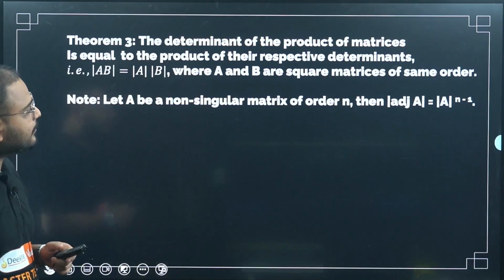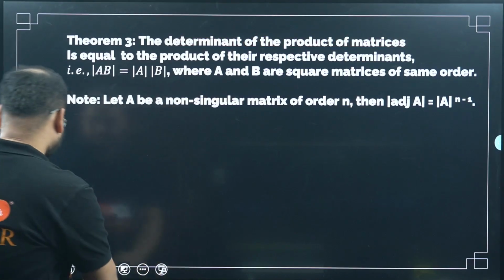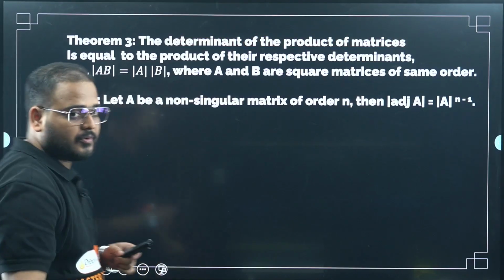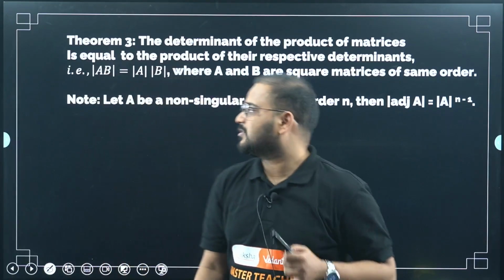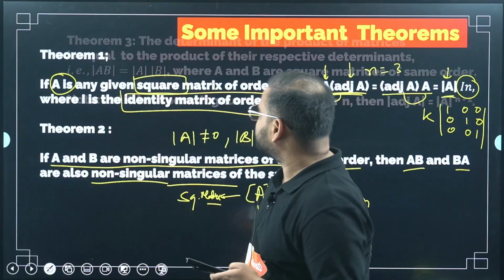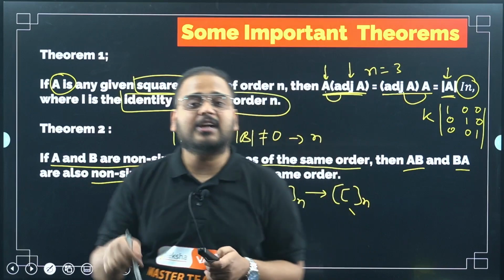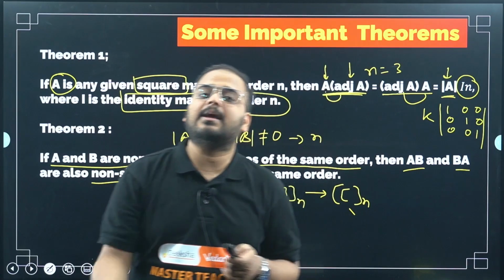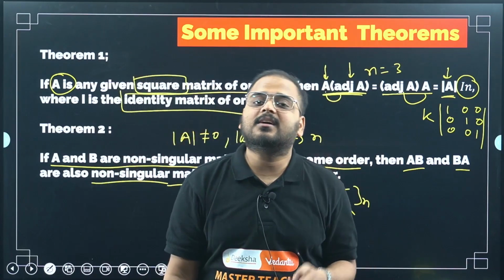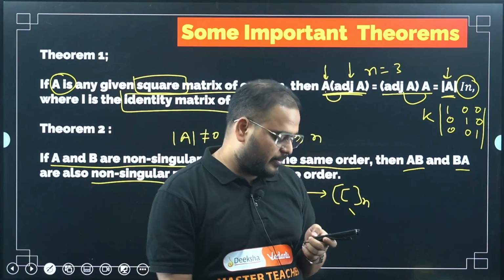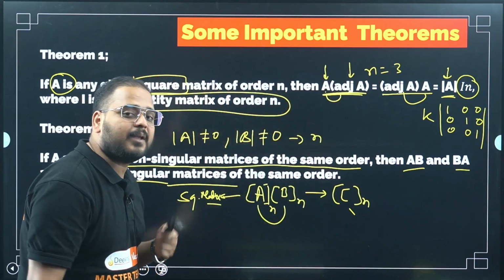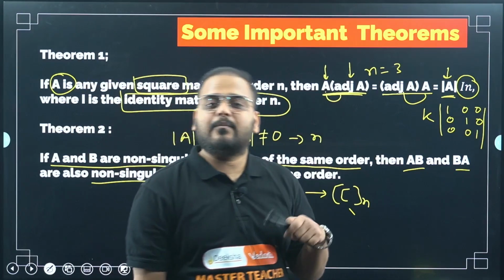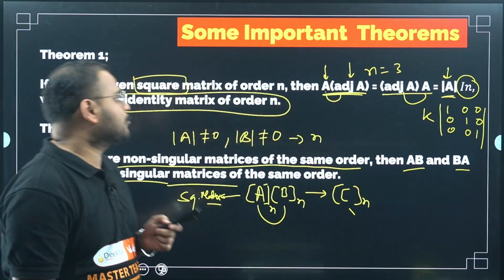Theorem 3. The determinant of the product of matrices. Okay, so we have covered so far two parts. One thing was this: A times adjoint A, or adjoint A times A, is equal to the scalar determinant of A times the identity matrix of the same order. Second one was if A and B are non-singular matrices, then the product will also be a non-singular matrix. So two theorems are simple, sir.